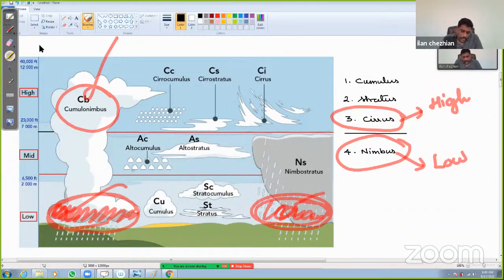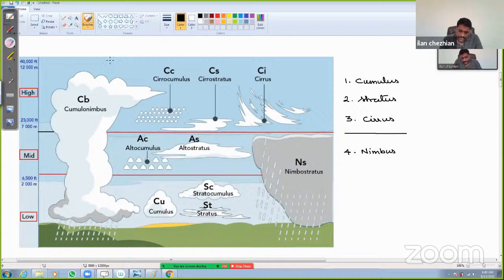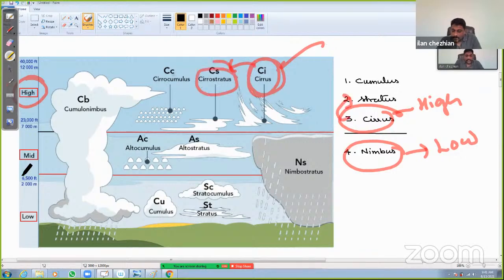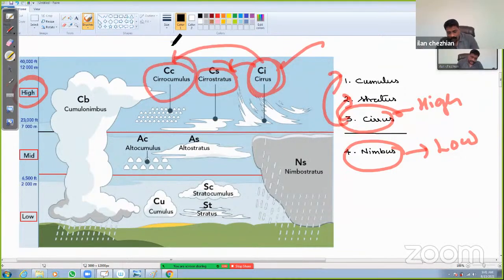So what I wanted to tell you, cirrus, as I already said, is high altitudinal cloud. Nimbus is low altitudinal cloud. As the case, the cirrus and nimbus will not go for any combination. Cirrus will be there only in high altitude. So see this cirrus. Now cirrus and stratus forming a combination, cirrostratus. Now cirrus and cumulus forming a combination, cirrocumulus. Over. No more cirrus. 3 types of cloud is over.